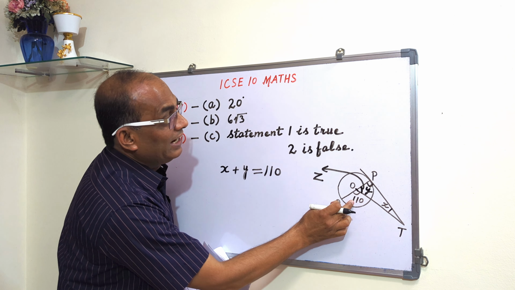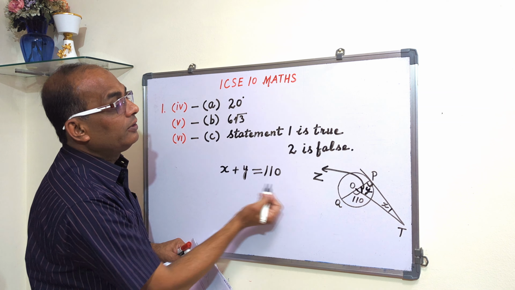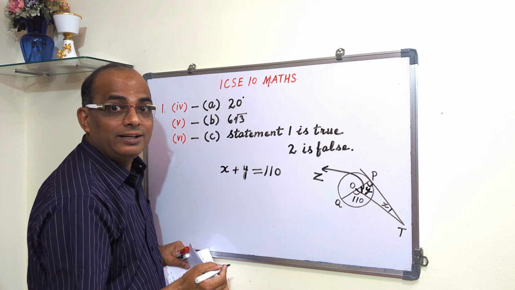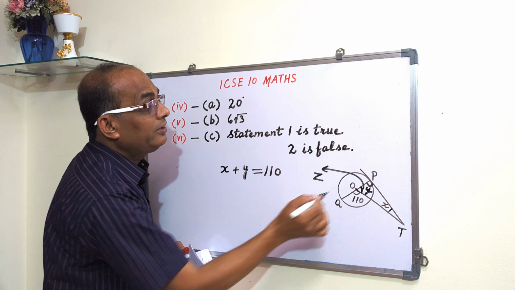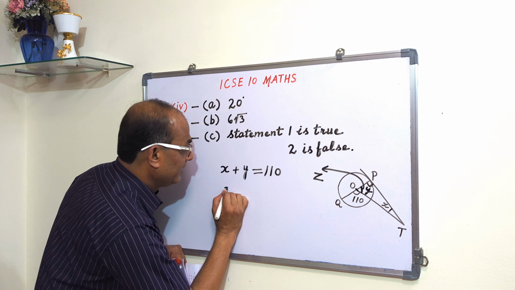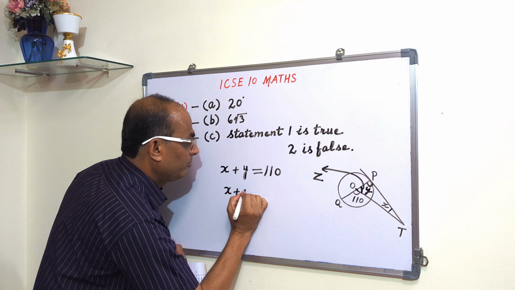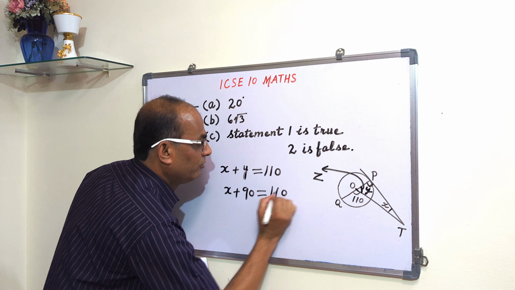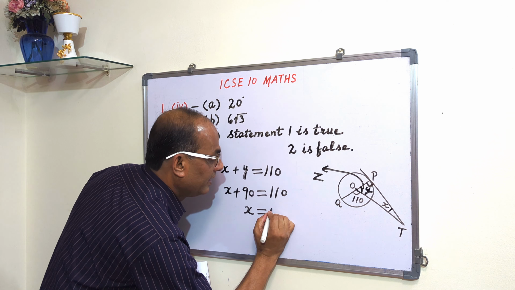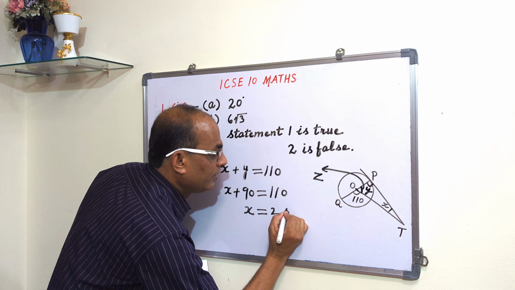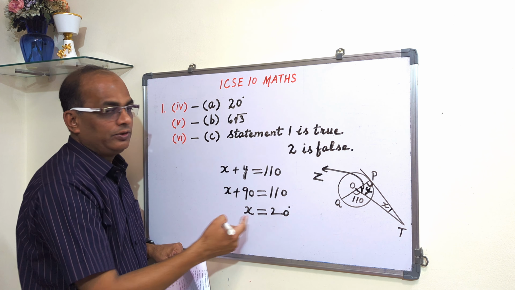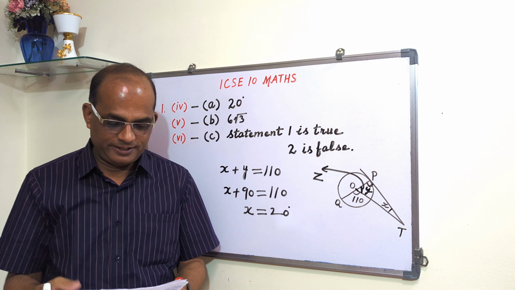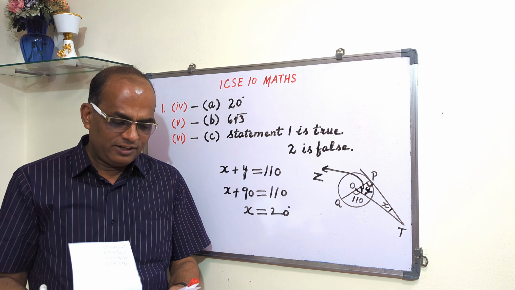So 110 is equal to X plus Y, and Y is 90 degrees, for the same reason: the tangent and the radius to the point of contact are perpendicular to each other, so 90 degrees. So X plus 90 is equal to 110, and from here X is equal to 110 minus 90, which is equal to 20. So for the fourth sub question, option A is correct, which is 20 degrees. Fine.